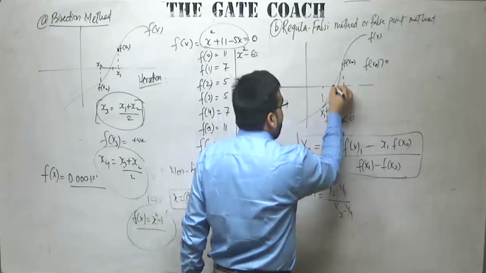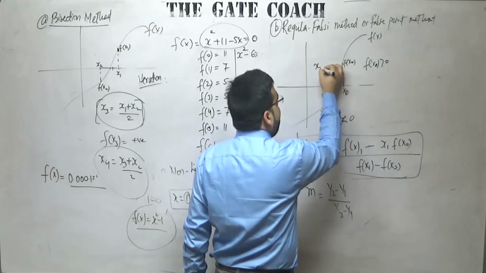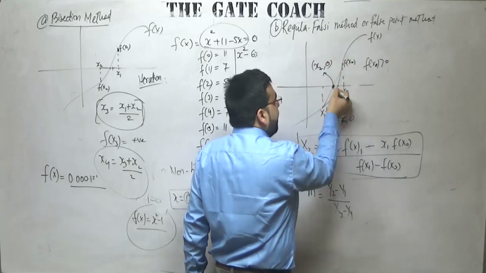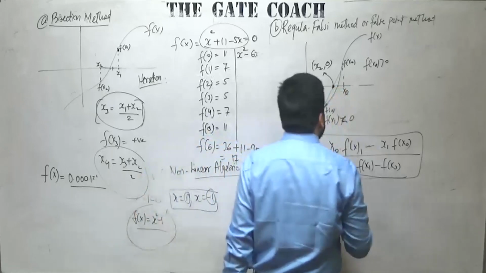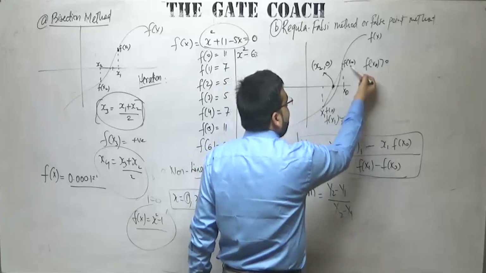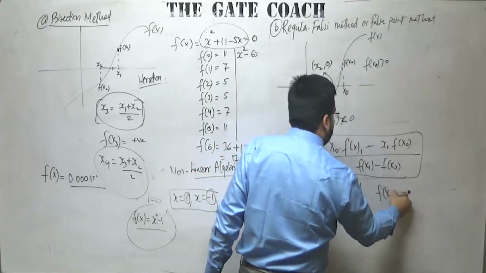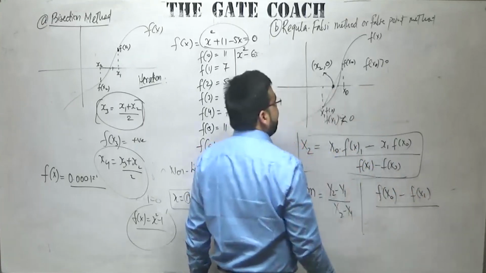Now let us say this point at which you are getting this value is x2. The f of x2 is not 0, but here the value of this y is 0, right? Now what is the slope of this line? You will say that the slope of this line will be equal to y2 minus y1, f of x0 minus f of x1, divided by x2 minus x1.